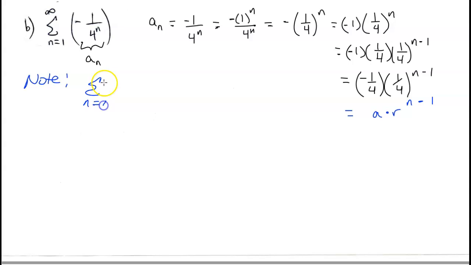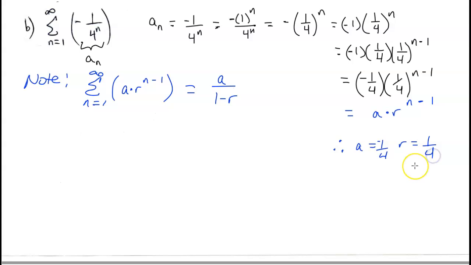that if we do summation from n equals 1 to infinity of a times r raised to the n minus 1, this is a geometric series where its sum we know is always a divided by 1 minus r, where a is considered to be the first term in the geometric series, r is the common ratio. So we see what we have here can be expressed that way, where a is equal to a negative 1/4 rather, and r is equal to a positive 1/4.